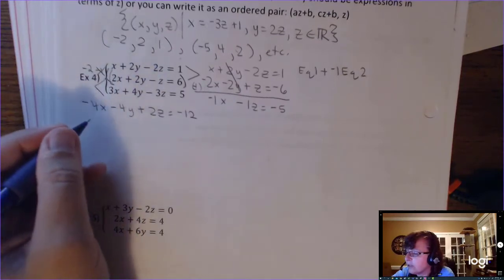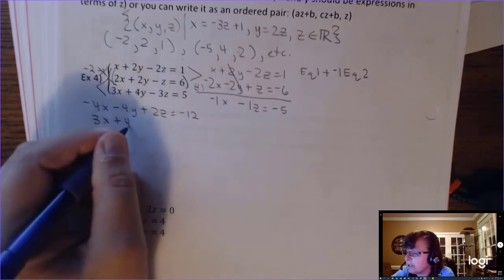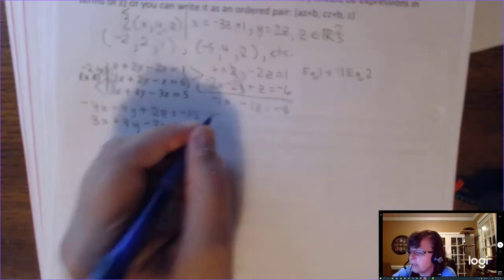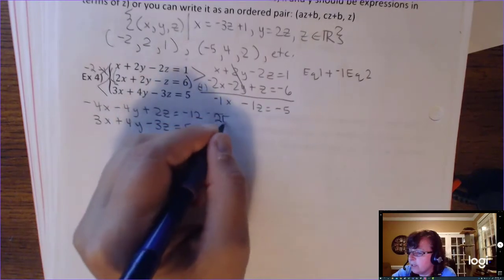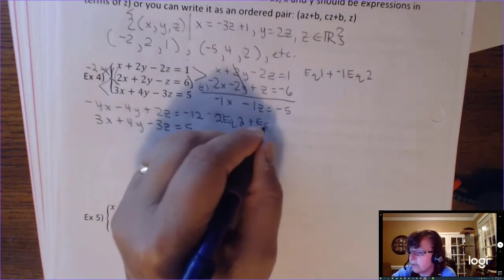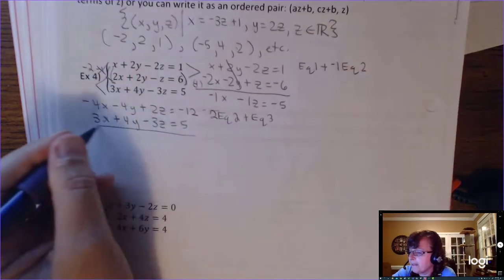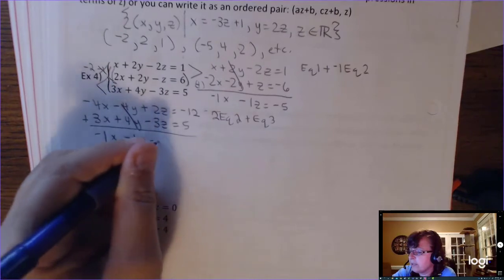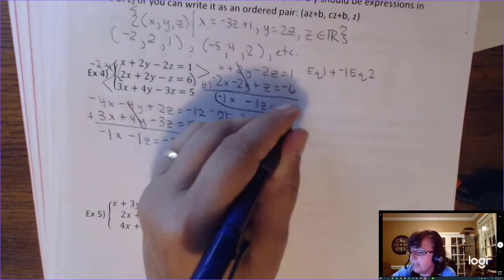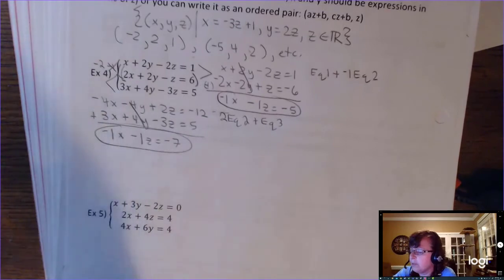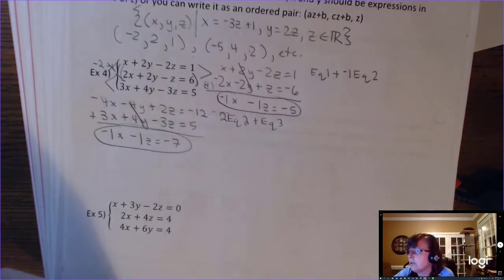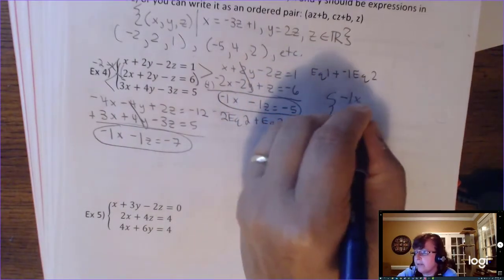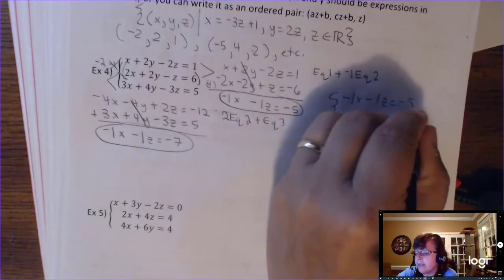Okay, and then equation 3, I don't need to do anything. Let me write down what I did. This is negative 2 times equation 2 plus equation 3. And I get negative 1x minus 1z equals negative 7. So I did it. It took me 2 times, but I have 2 equations with 2 unknowns. Okay, so I'm going to write them together so I can see what I got here. And some of you, I'm sure, already see what I got.